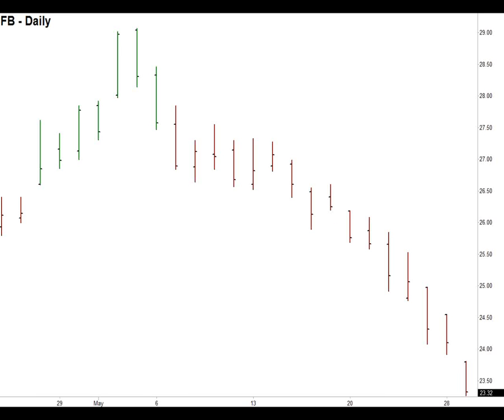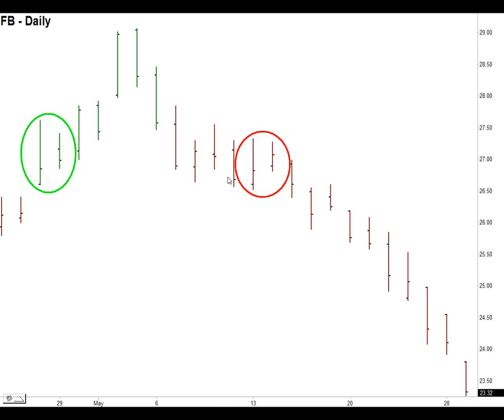How about Facebook? Okay, this chart was taken yesterday, actually, and we had a nice little run up here at the very beginning of May. As you can see, the color bars were green. We have a circle here, circling 2 green bars of an inside day, and you had a nice run up after that from 27 up to 29, just a couple of points.